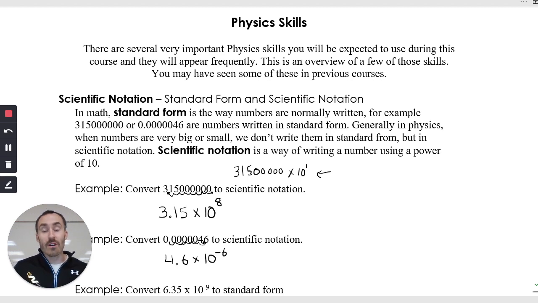Okay, so if you've got a large number, you're going to see a positive exponent like this one, or a positive power. And if you have a really small number, you'll see a negative exponent on your power of 10.